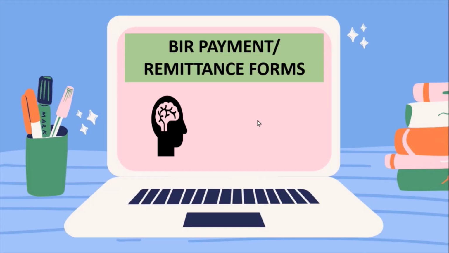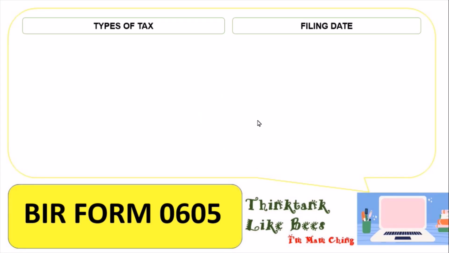Then we have BIR payment remittance forms. We'll discuss Form 0605, 1601C, 1601EQ, 1601FQ, 1600PT, 1604C. Let's start with Form 0605.